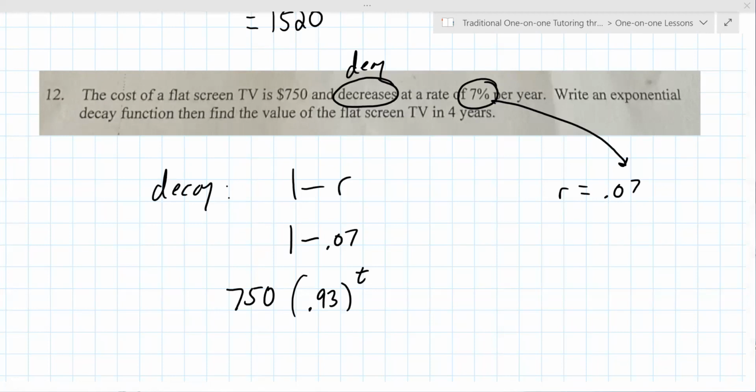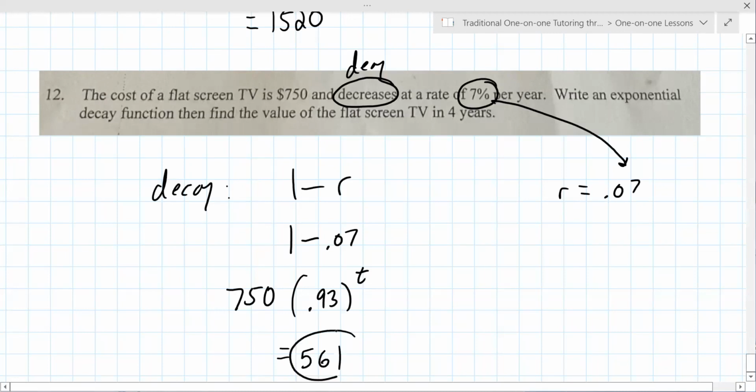Right, so you go to a calculator again and get these numbers in there. And now it wants it after 4 years. And you find that it's about $561 roughly.